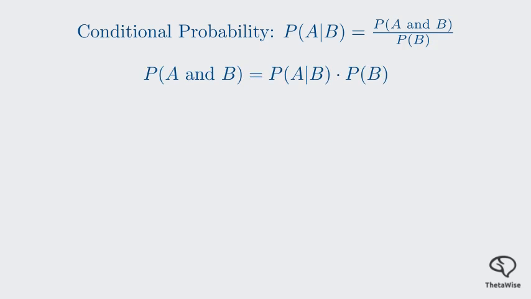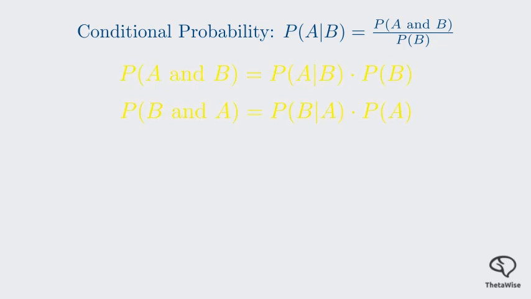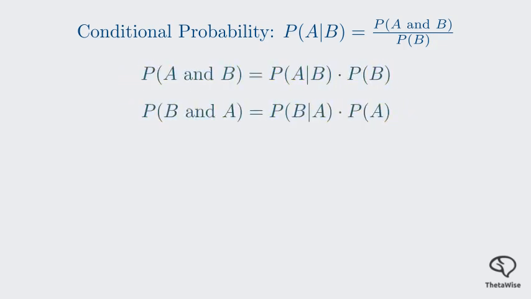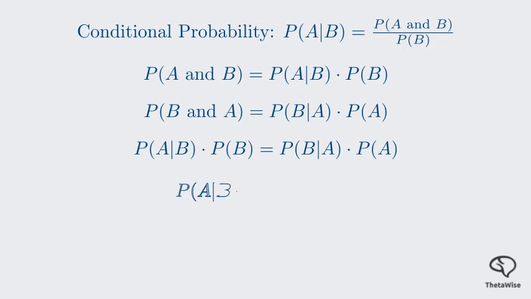We also know that P of A and B is the same as P of B and A. So we can write a mirror version of our first equation. Since the left sides of these two rearranged formulas are equal, their right sides must also be equal. This gives us the relationship that P of A given B times P of B is equal to P of B given A times P of A. And now we just need one more step. We divide both sides by P of B, and voila! We arrive at Bayes' theorem.